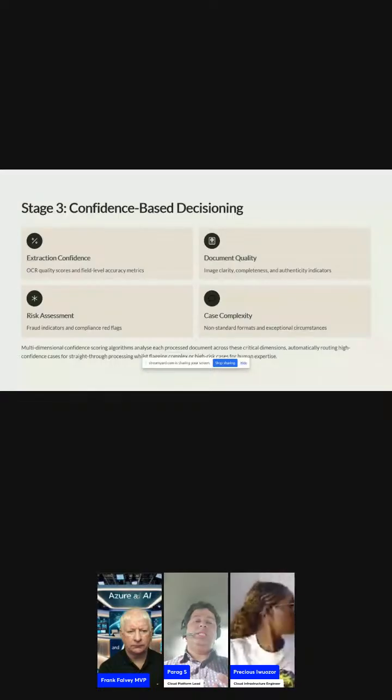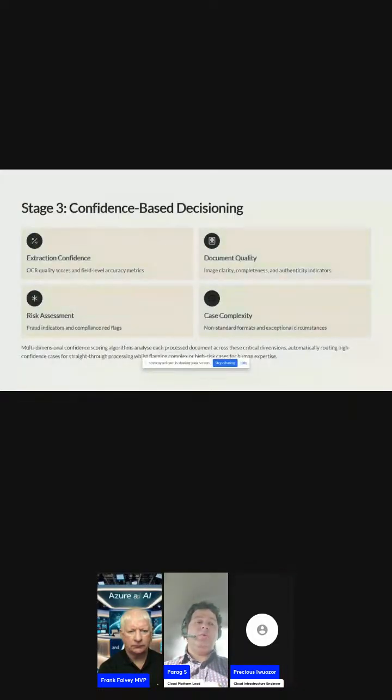So the confidence is divided into four categories. One is extraction confidence, where OCR quality scores and field-level accuracy metrics come in. Document quality covers image clarity, completeness, and authenticity. Risk assessment covers fraud indicators and compliance red flags. And the last is case complexity, which can be because of non-standard forms or some exceptional circumstances that cannot be processed as is.